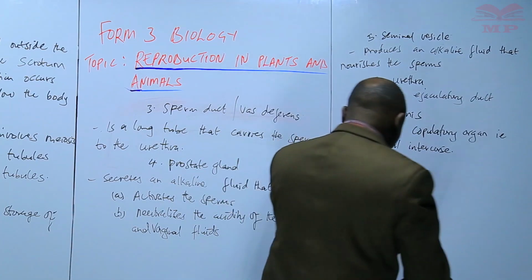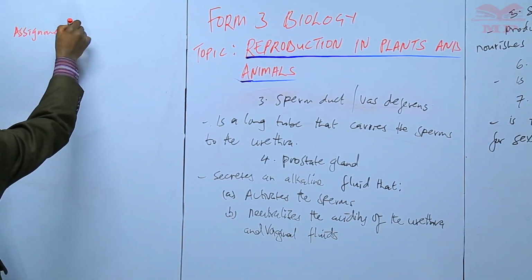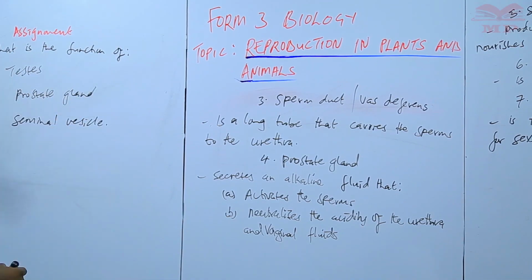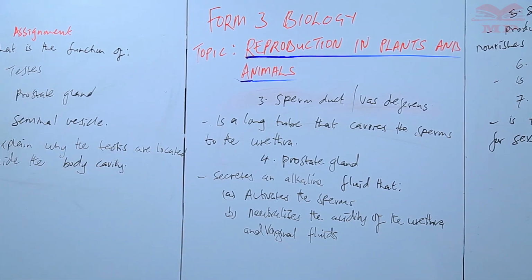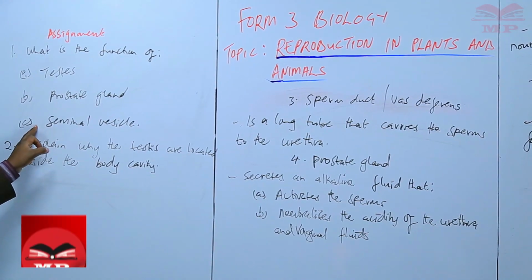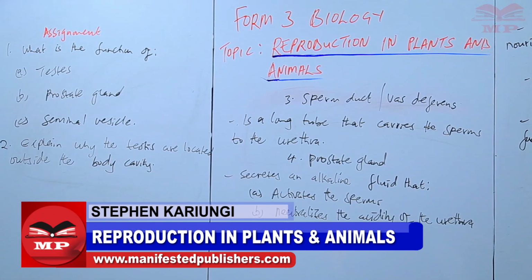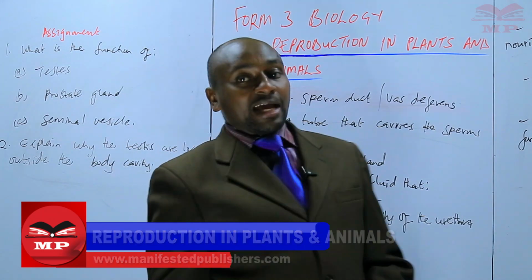So we'll have an assignment on that. The first question in the assignment: what is the function of A, testis, B, prostate gland, and C, seminal vesicle? And 2, explain why the testes are located outside the body cavity. So we'll stop there.